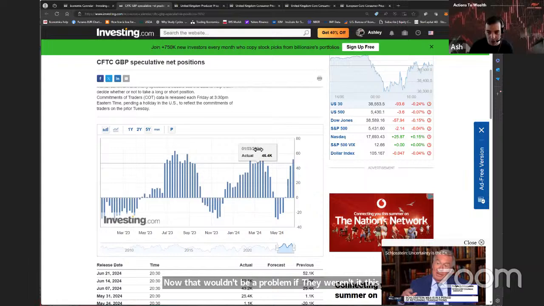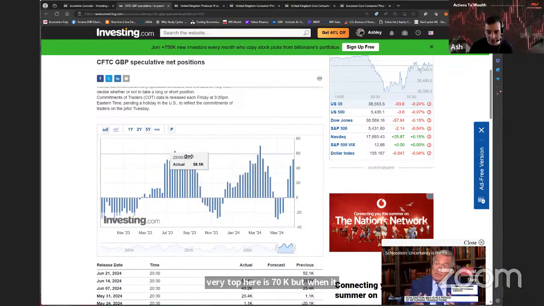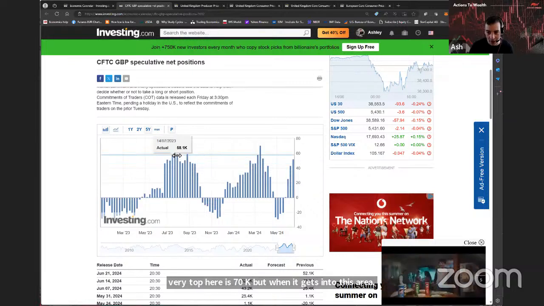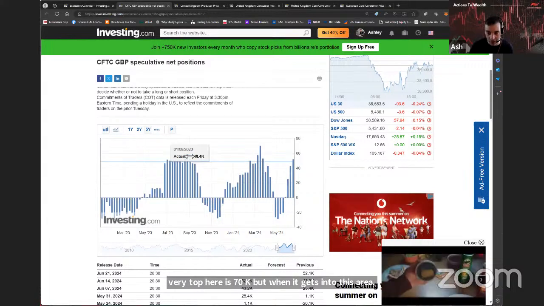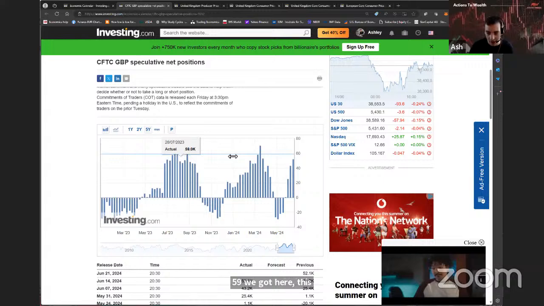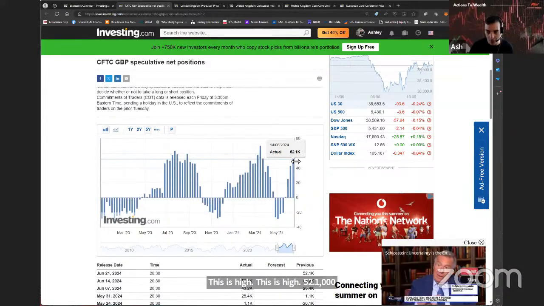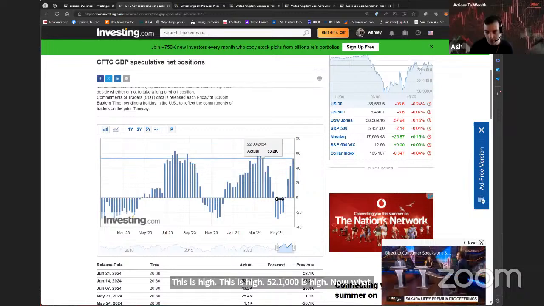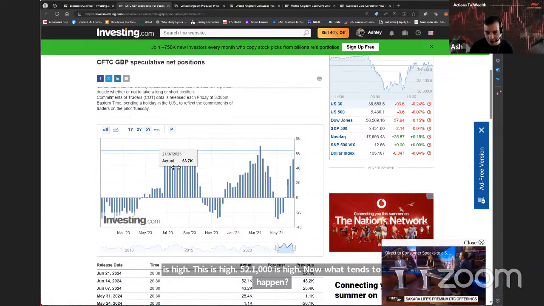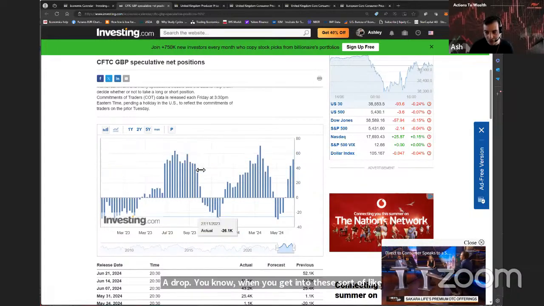Now that wouldn't be a problem if this price wasn't at an extreme, but you can see the very, very top here is 70k. But when it gets into this area, 59, this was the high before 59.48. So this cluster up here is high. This is high. This is high. 52.1 thousand is high. Now, what tends to happen? A drop. When you get into these sort of extreme areas, then there is a drop coming. Now, whether that's this week, we don't know.